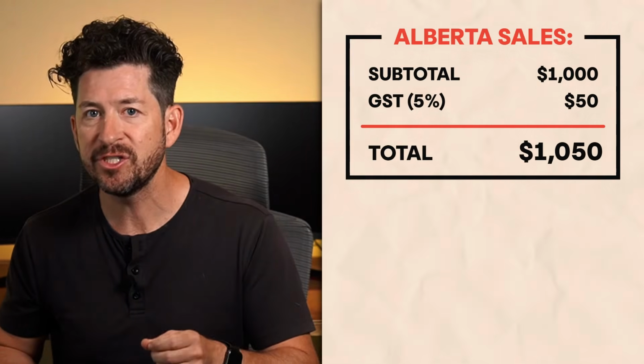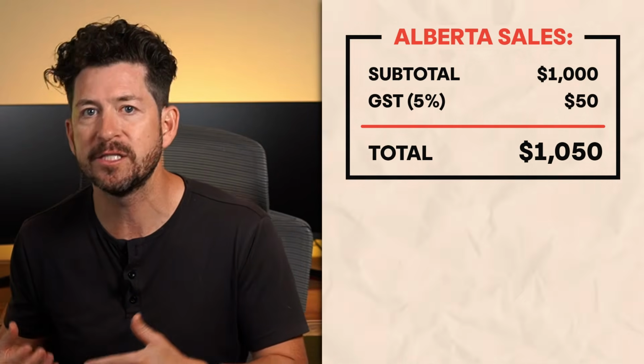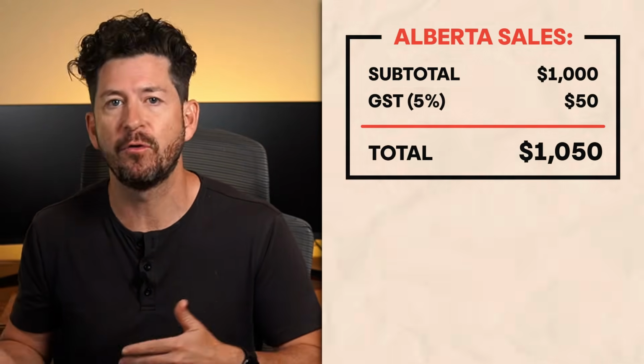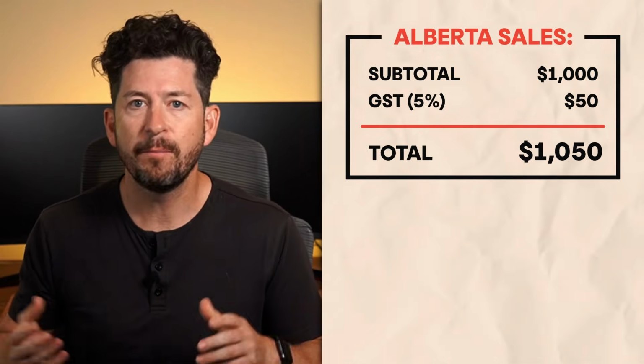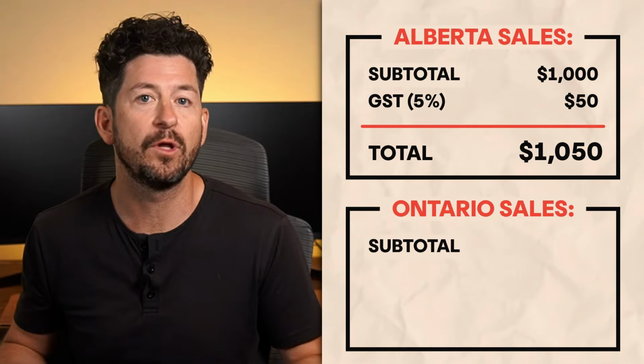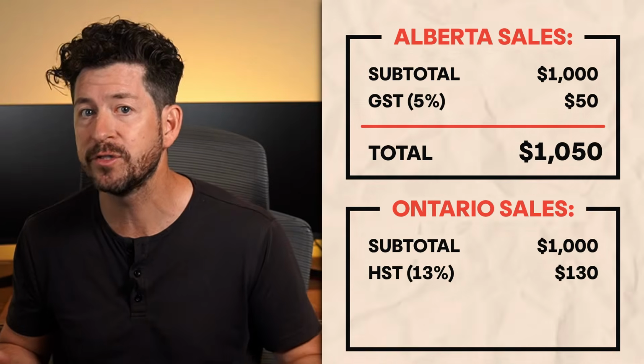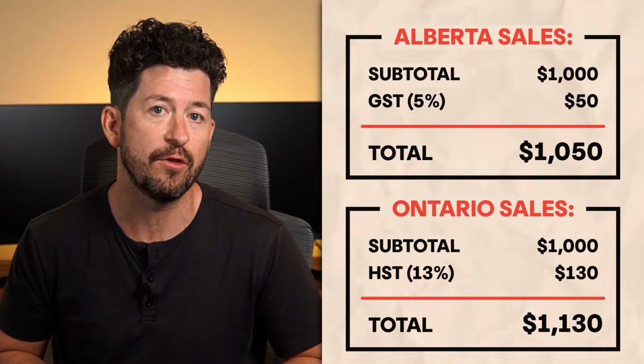If you're charging HST, you can just show it as a single amount and label it clearly as opposed to splitting it up into federal and provincial portions. If the above example was sales in Ontario, it would show a subtotal of $1,000, HST at 13% of $130, and a total of $1,130.